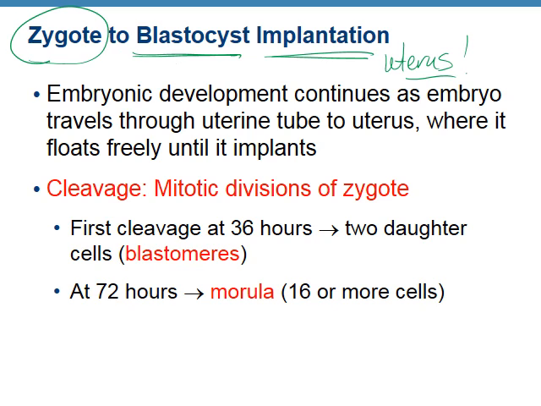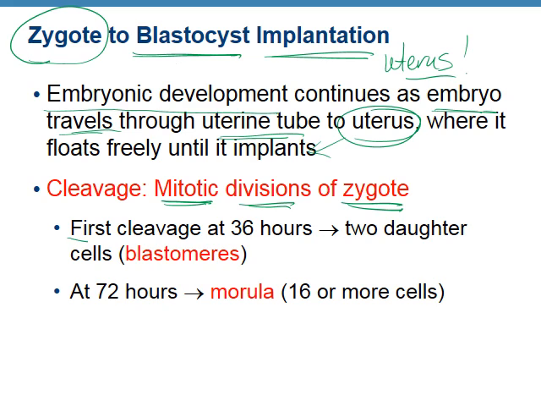So we have this fertilized egg. It's in the ampulla of the uterine tube, and it has to make its way to the uterus. The entire time that it's moving, it's also dividing. So embryonic development continues as the embryo travels from the uterine tube to the uterus. That's where it's going to implant. So we have names for these different stages of cell development, right? So from meiotic divisions of the zygote, we're going to go to first cleavage at 36 hours.